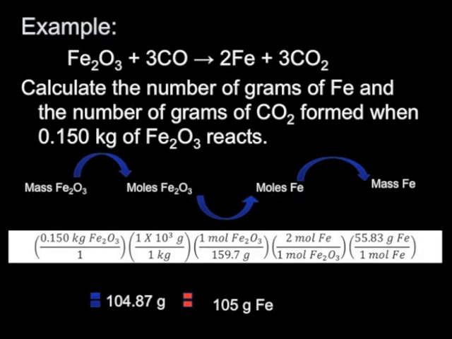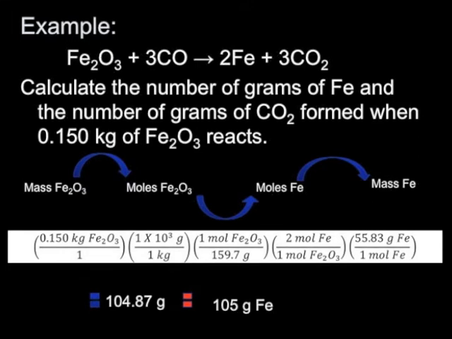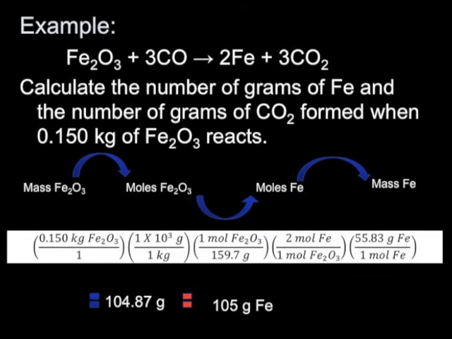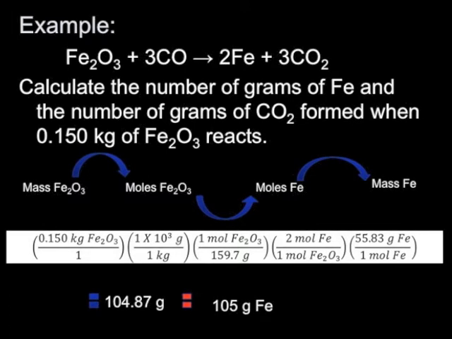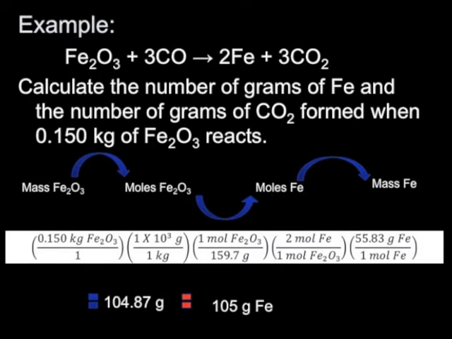So if we start with what we have, the 0.150 kilograms of iron oxide, multiply that by the conversion to get to grams, because our molar mass is always in grams. So there's 1 times 10 to the third grams per 1 kilogram. Divide by the molar mass of iron oxide, 159.7 grams. Right, so now we have the number of moles of iron oxide that we have in that 0.150 kilograms.